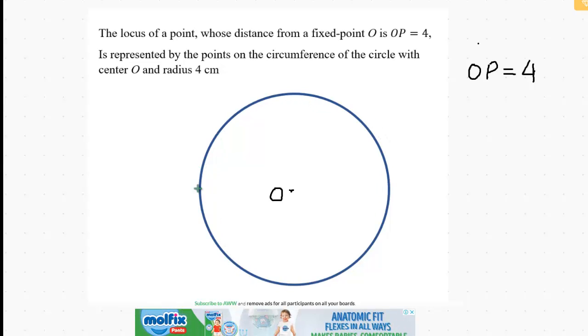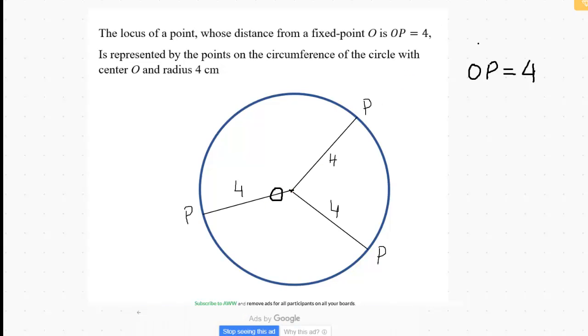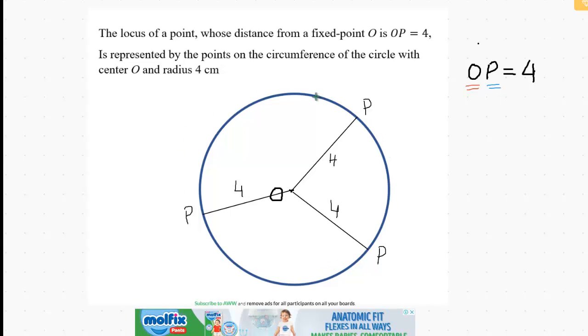So P is moving on this path, which has equal distance, that is 4 centimeters, from one fixed point, which is right now the center of the circle. Therefore, to read this equation, we always take this point P, which is mentioned here, as the moving point. This moving point has a distance from O equal to 4. This is how we can read this equation. Therefore, the locus of the point P is the circumference of the circle.